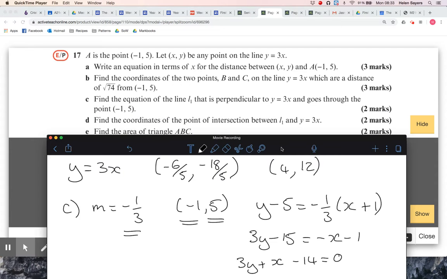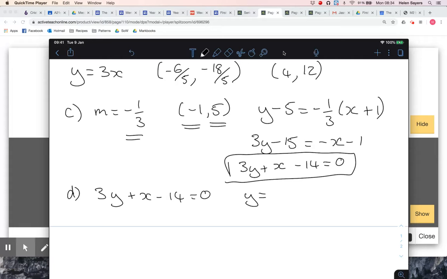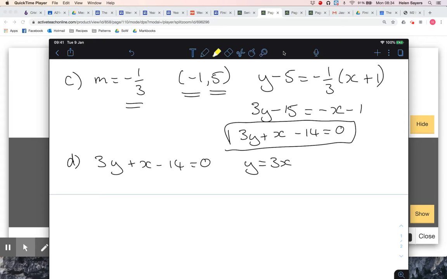Find the coordinate of the point of intersection between line 1, so that's the line we've just found, and y equals 3x. Okay, so this is my line 1. Again, lots of different ways we could tackle this. So I basically want to find where those two lines intersect. So I'm going to do it by substituting that into that. So 3y becomes 3 times 3x, and I end up with an equation just in x.